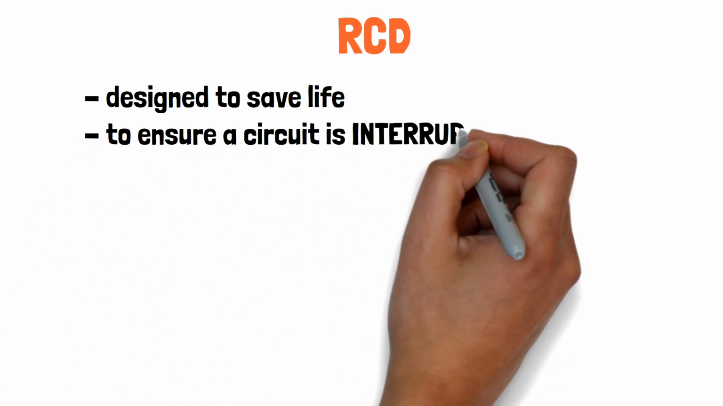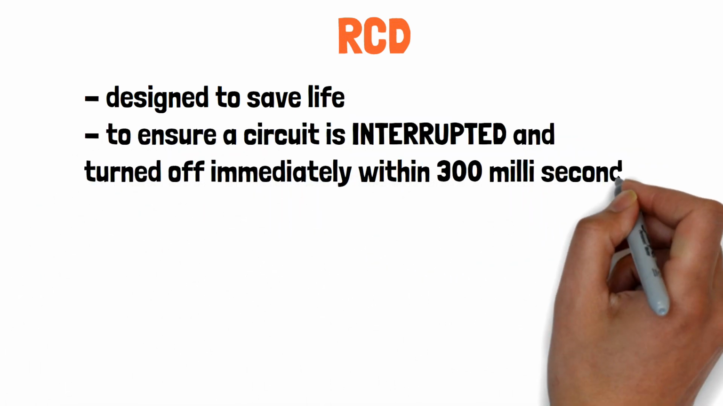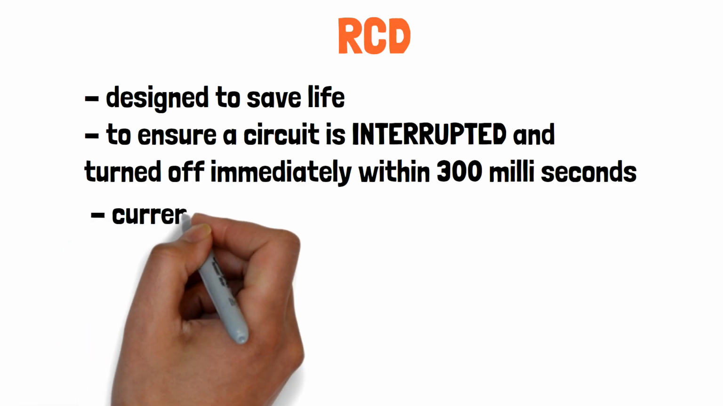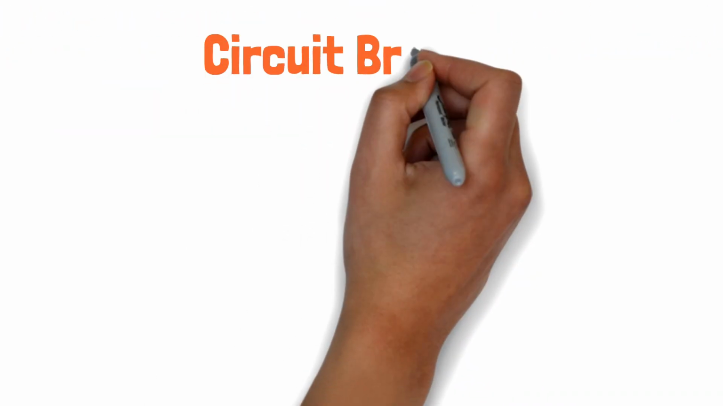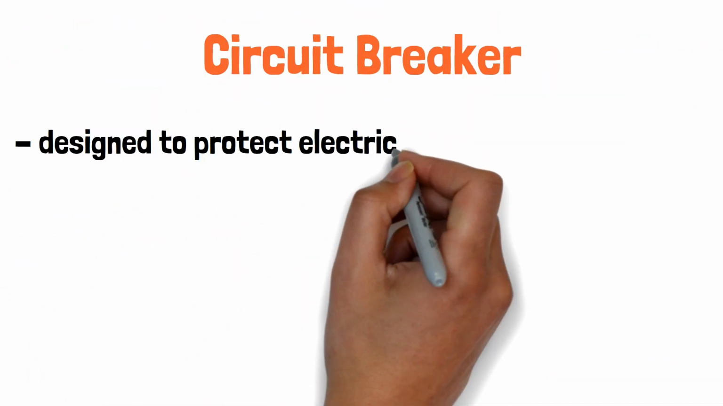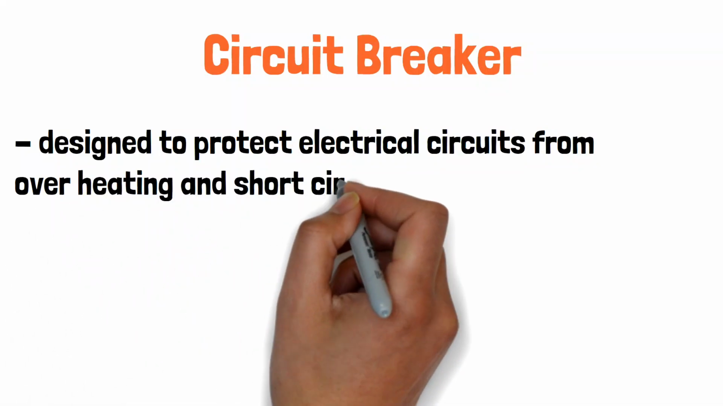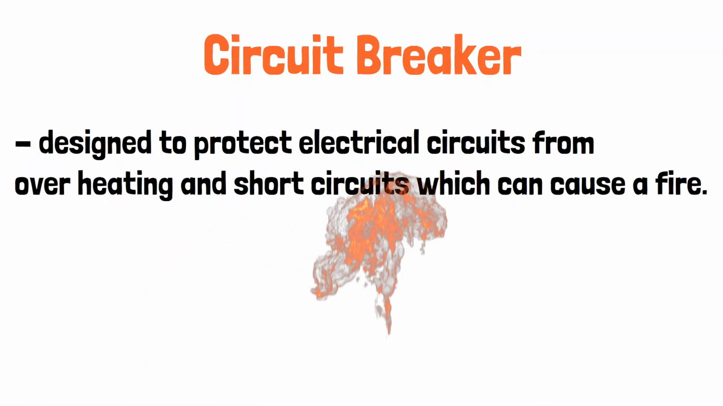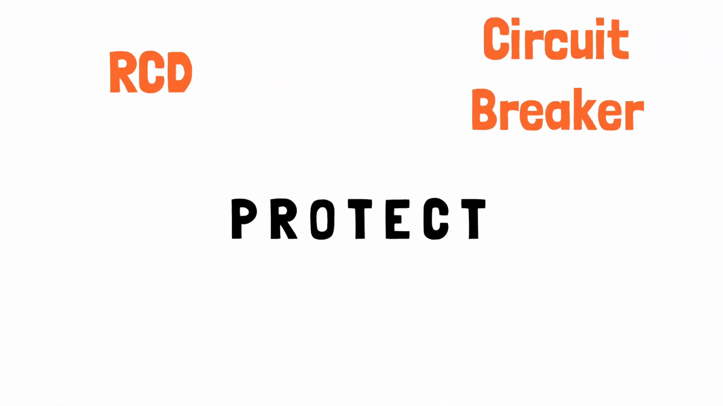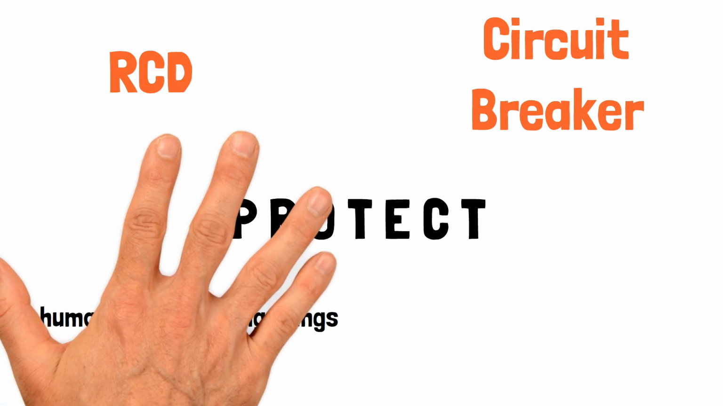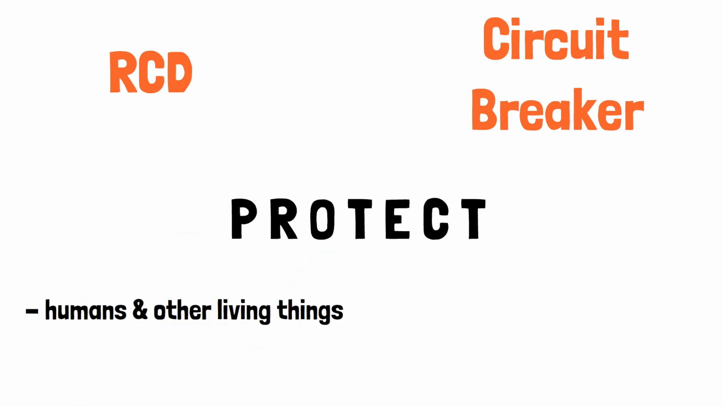So, put simply, an RCD is designed to save life, to ensure a circuit is interrupted and turned off immediately within 300 milliseconds, and in most situations a current of no more than 30 milliamps. But a circuit breaker, on the other hand, is designed to protect electrical circuits from overheating and short circuits, which can cause a fire. So they are both devices designed to protect, but as you can see, one is intended to protect humans and other living things, and the other is to protect the cables and infrastructure providing the electricity.